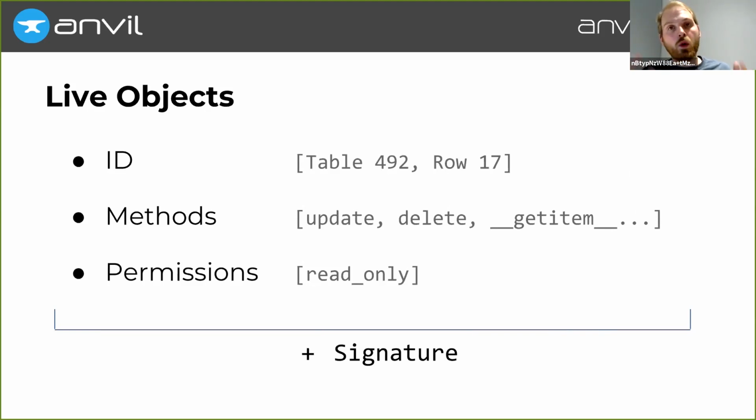And when the client wants to pass that live object back to a server function or call a method on that live object, it has to supply all of these things, including the signature, at which point the server can verify the signature and say, yes, they really do have read-only permissions on table 492 row 17, because they have a signature that's valid for this session, so I must have given it to them. This is also known as a capability architecture.